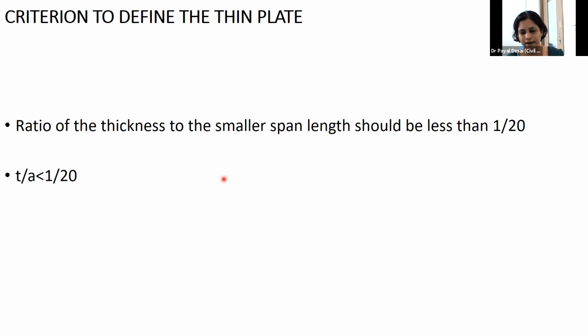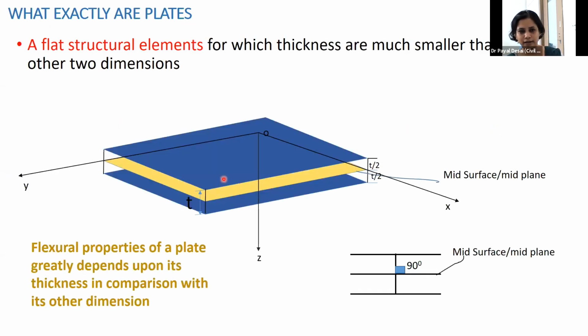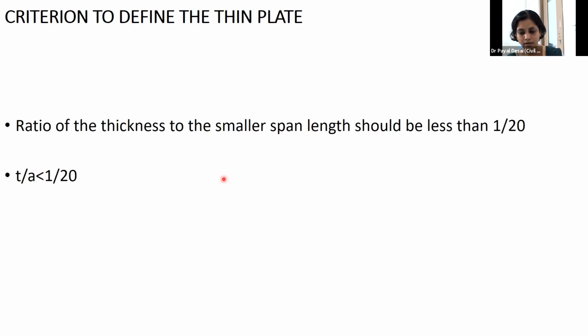To define the criterion for a thin plate, we use the shorter span. There can be a rectangular plate; I am not talking only about square plates. If the ratio of the thickness to the shorter span is less than 1/20, then we can call the plate a thin plate. And the significance of defining thin and thick, we will see, is what exactly the difference between thin and thick is.